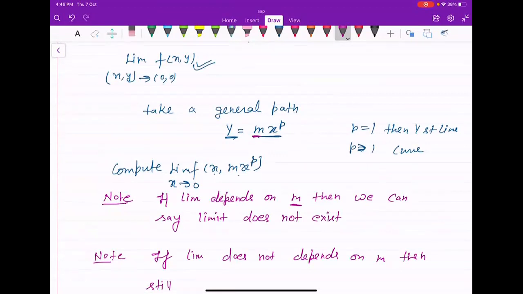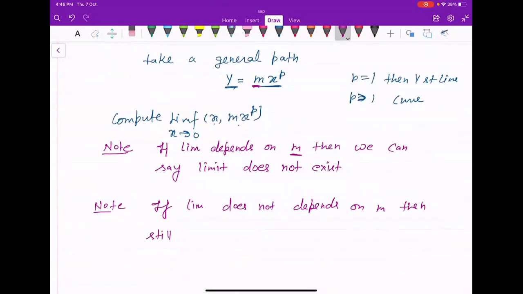That depends on the function, no? That depends on the function. I'm going to do one example, then we will discuss.